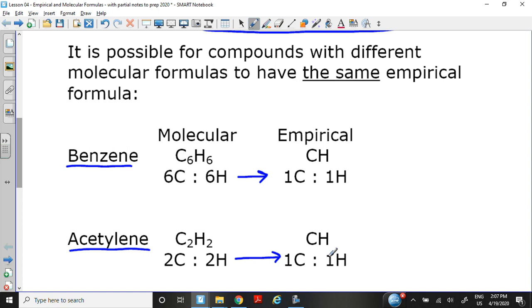So how do we actually come up with empirical formulas and molecular formulas? We're going to try a few different examples in the lesson today, but first we're going to start off with empirical formulas. So let's take a look at our first example.